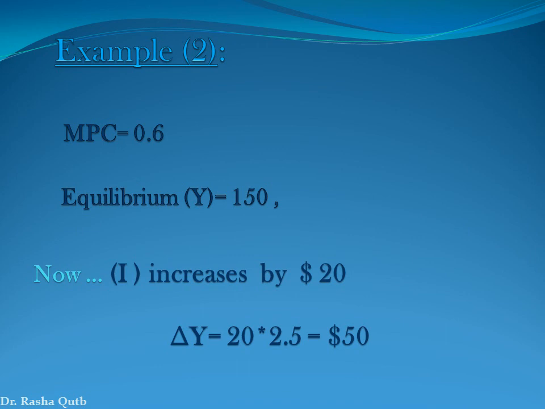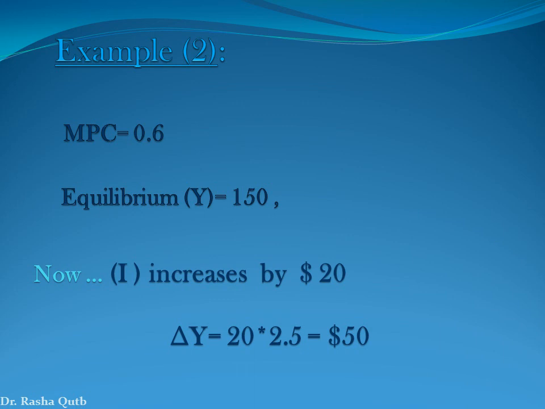How do we calculate the value of the multiplier? We divide 1 over 1 minus B. 1 over 0.4 equals 2.5. What does 2.5 mean? It means that when investment increases by $1, equilibrium national income would increase by $2.5. In our case, investment increases by $20. In this case, equilibrium national income changes by 20 times 2.5 equals $50.